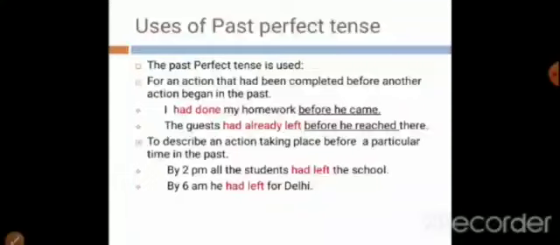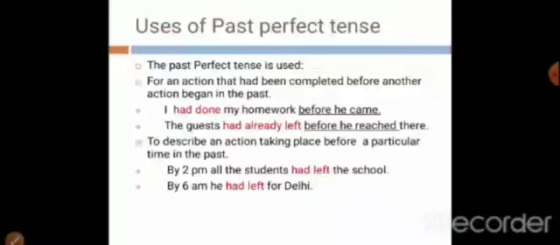I had done my homework before he came. So the completed action is that of homework. I had done my homework. And what is the other action that began? He came. So before he came, I had done my homework.